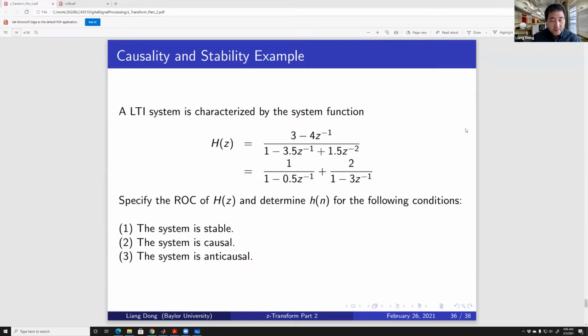Let me start with what we had last time on the quiz problem. So here is the problem. Last time we worked on it. We define an LTI system using its system function, which is the impulse response h[n] in the Z domain. We call that the system response or system function.